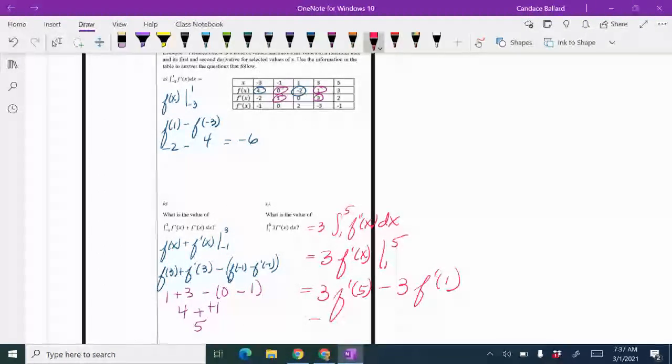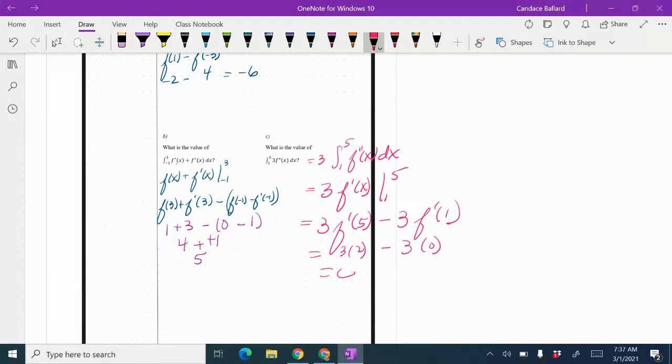Okay, we're going to go to our table. f prime of 5 is 2, so 3 times 2, minus 3 times f prime of 1, which is 0. So I get 6 minus 0, or just 6.